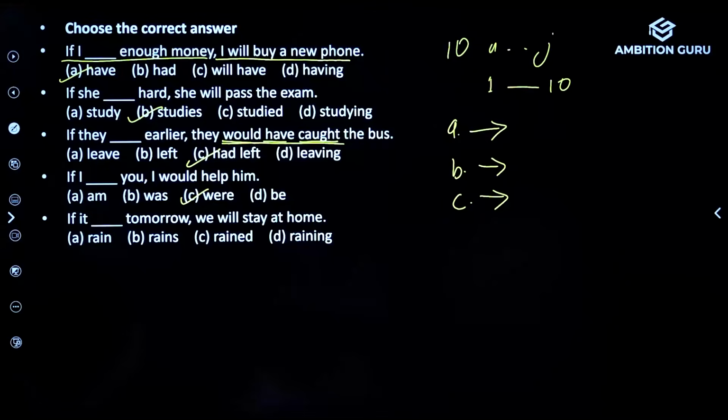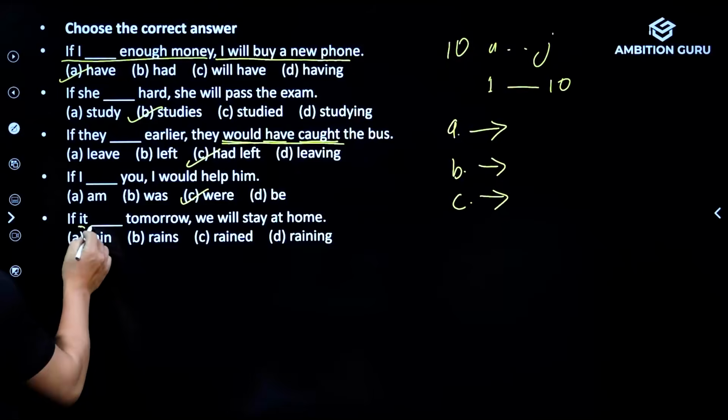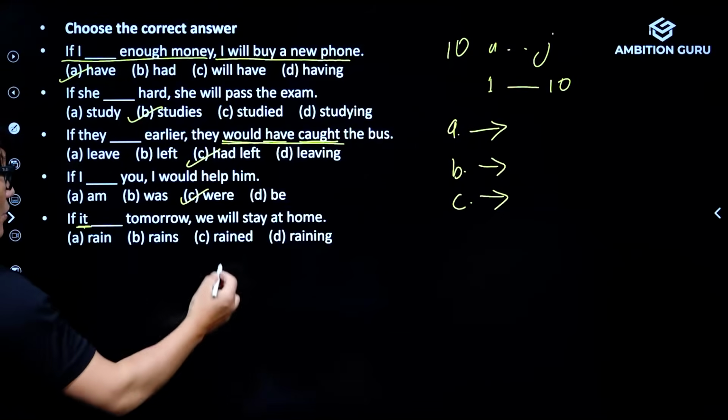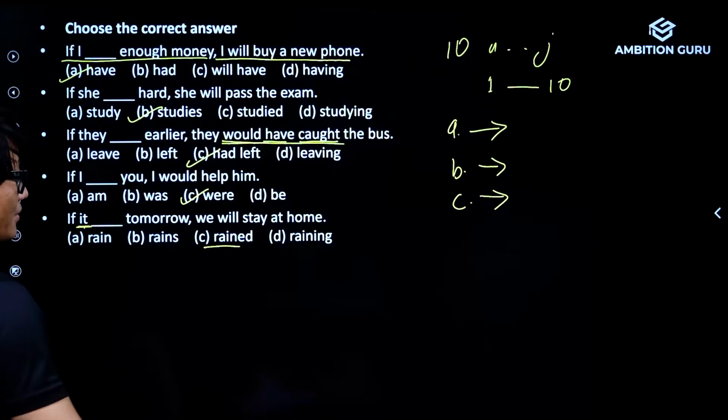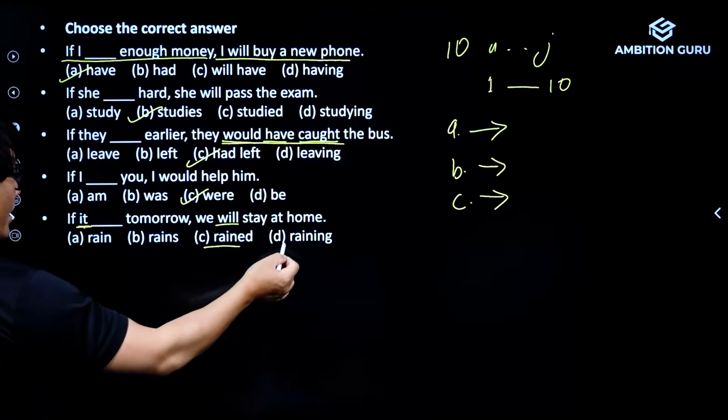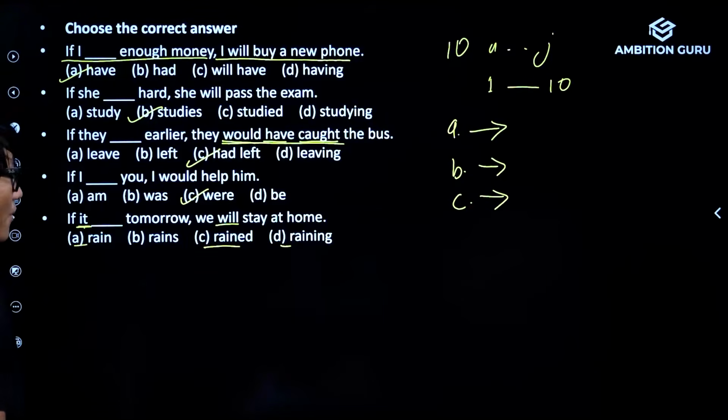Now next, if it tomorrow, we will stay at home. Okay, it takes above 5. Rain is absolutely not, because this is above 2 and it talks about future. Raining is not matching. Rain is above 1, so it doesn't take rain. So B option is correct. If it rains tomorrow, we will stay at home.